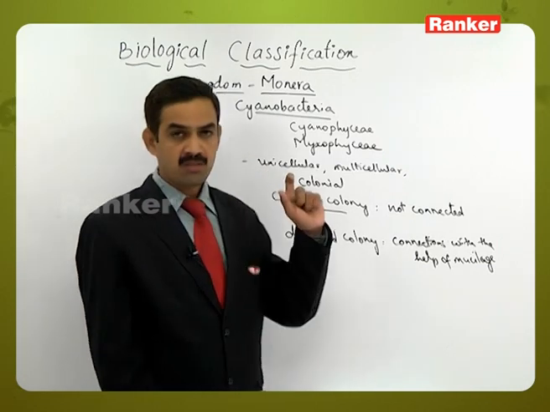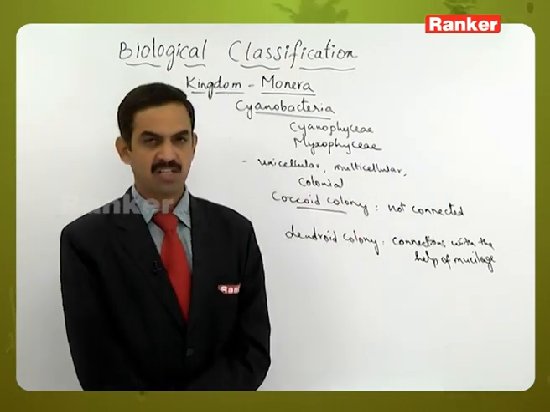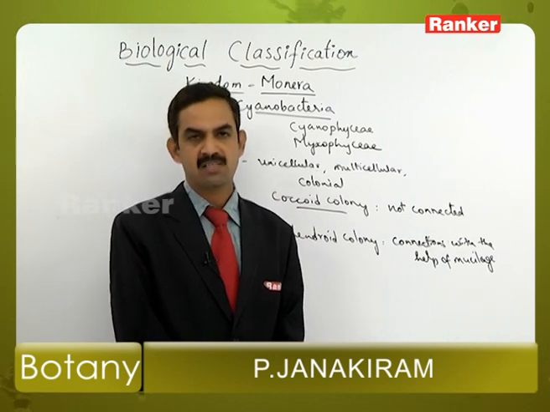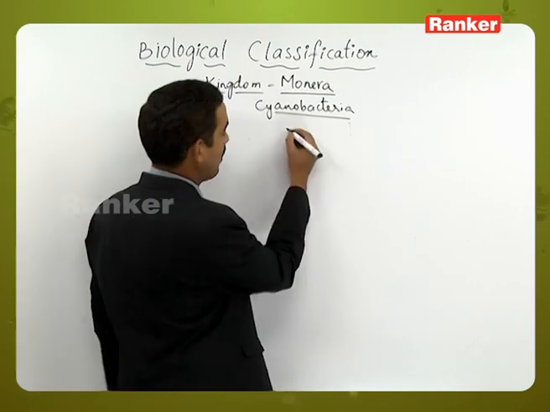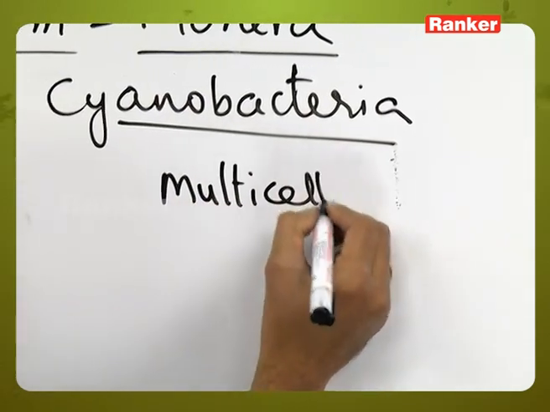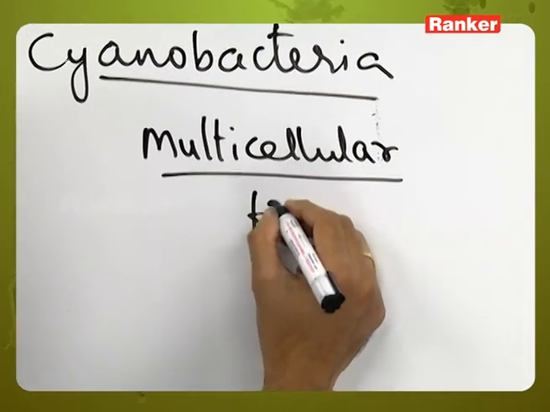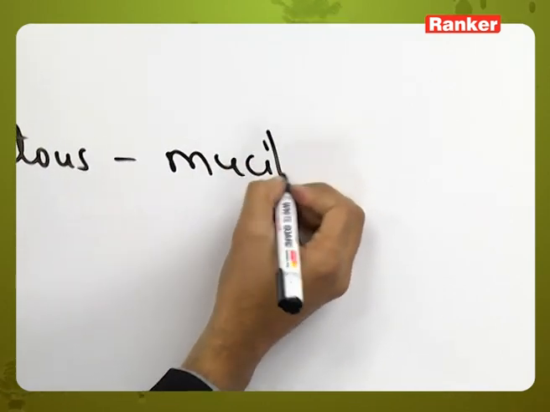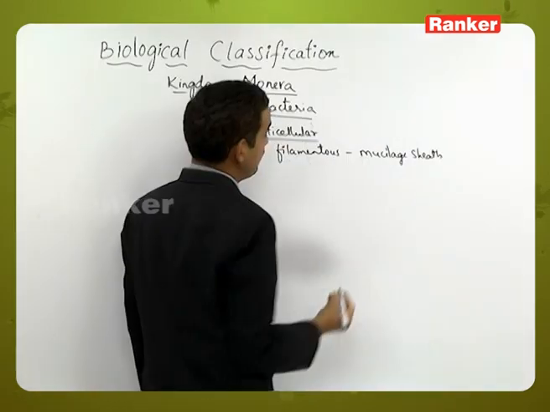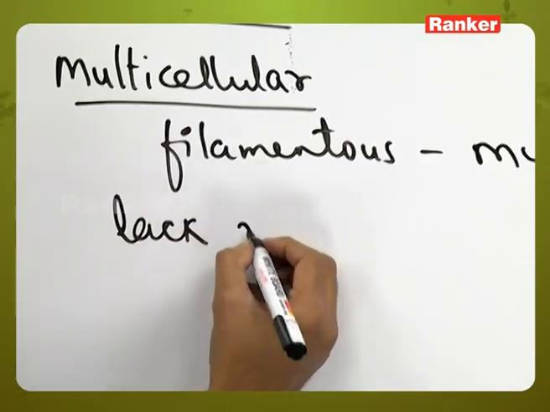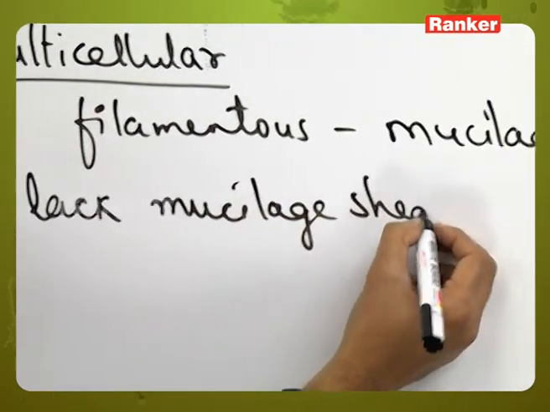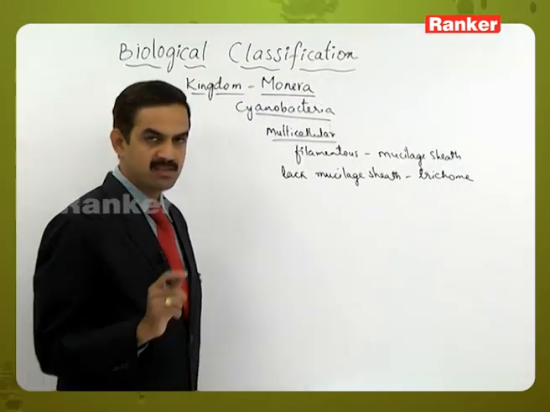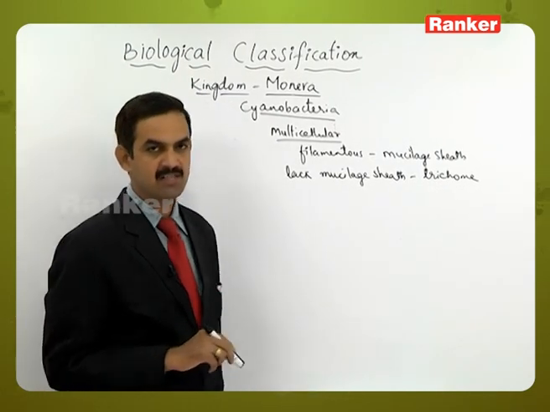And when it is unicellular, the single cell will perform all the functions. In the multicellular structures, they contain more cells, and they take up the functions of the species for its survival and life processes. If it is multicellular, all the cells are arranged in the form of a filament, so we call it a filamentous structure. This filamentous structure is surrounded by a mucilage sheath. Some filaments lack the mucilage sheath, and without the mucilage sheath, the filamentous structure is called a trichome. Likewise, this type of organization will be there in the multicellular filamentous Cyanophycean members.